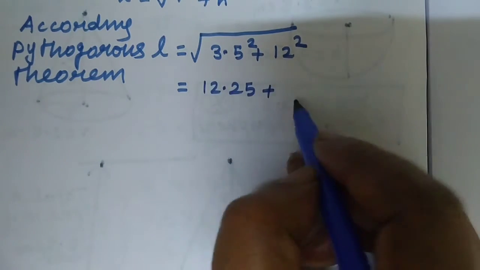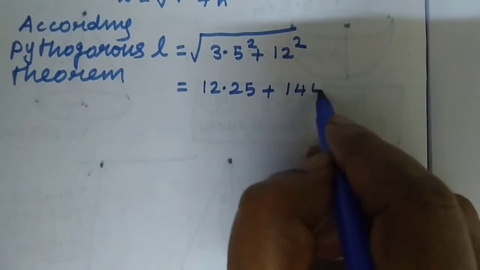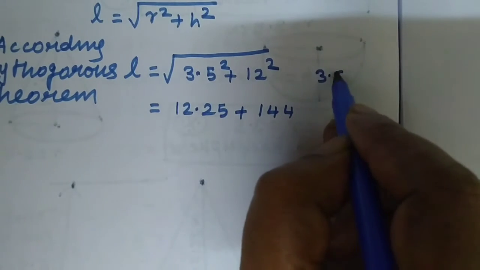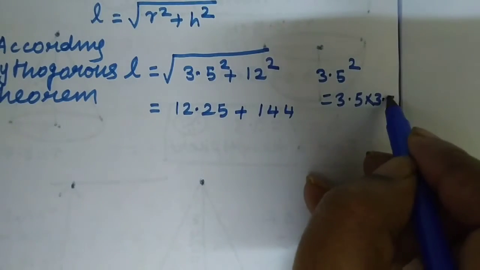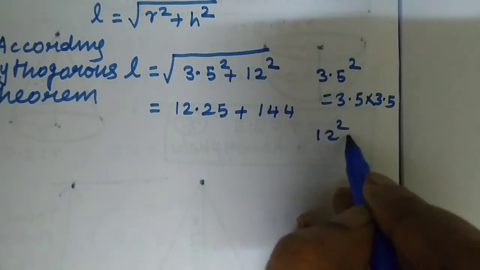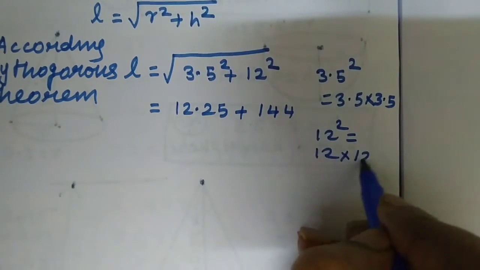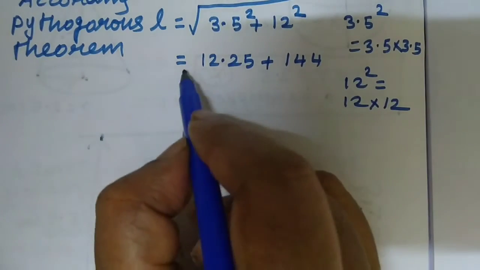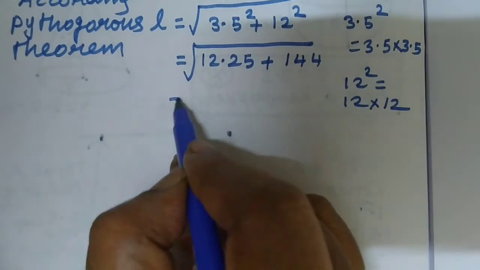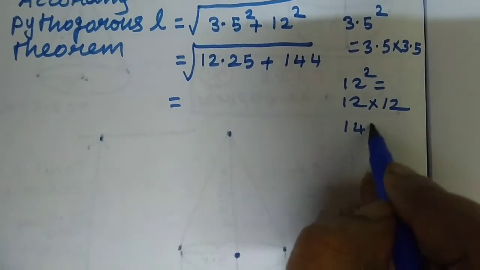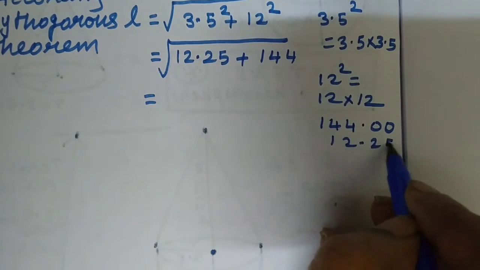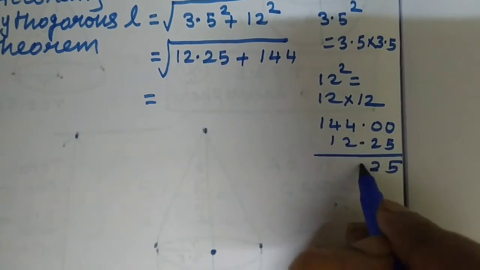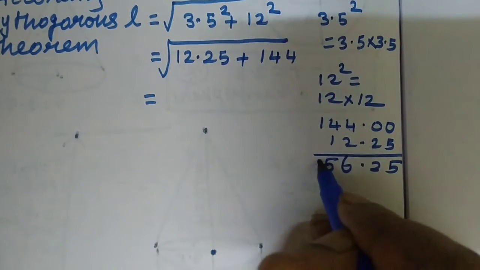3.5 into 3.5 is 12.25. 12 12s are 144. So 144 plus 12.25 is 156.25. Square root of 156.25 is 12.5 cm. So slant height L equal to 12.5 cm.